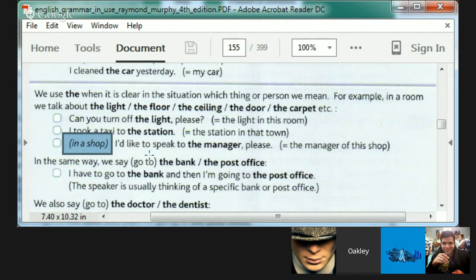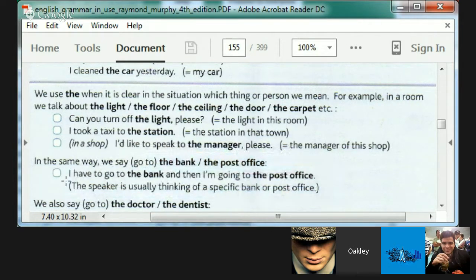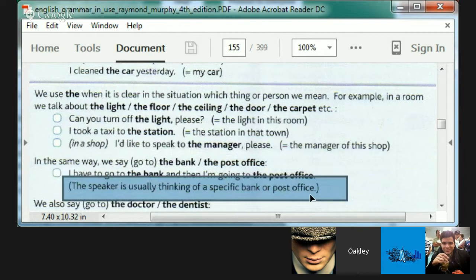Okay. We go to the bank, the post office, even though there may be many banks or post offices. Because the speaker is thinking of a specific bank. Most people have a bank. When they need to get money, they go to the same bank. They're thinking of a specific bank or post office. Same idea.